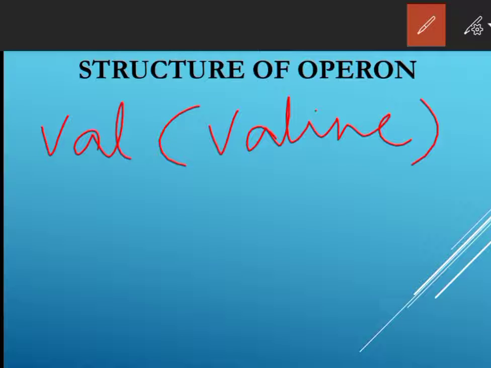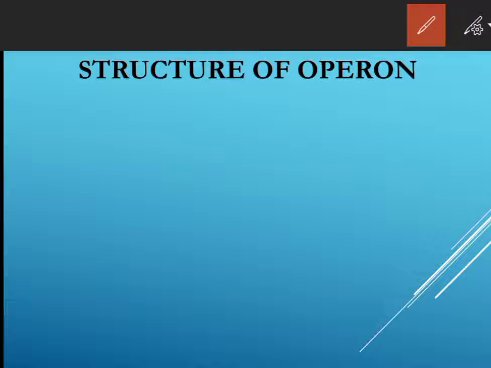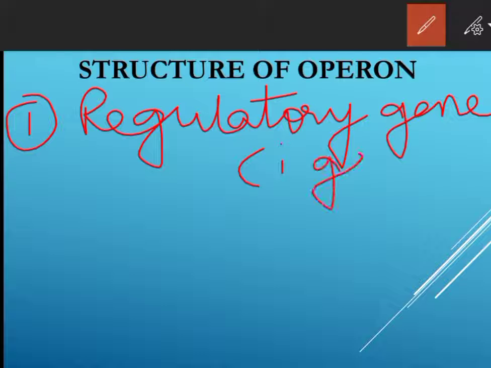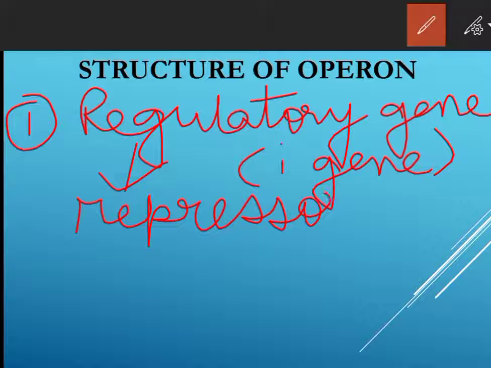Now, let us study about the structure of operon. It consists of various genes, like number 1 is the regulatory gene, that is the I gene, which codes for repressor. It codes for repressor of the Lac Operon. The term I does not refer to an inducer, rather it is derived from the word inhibitor.